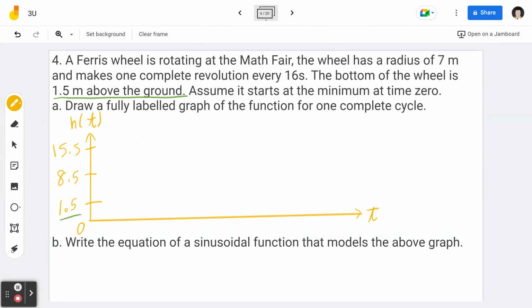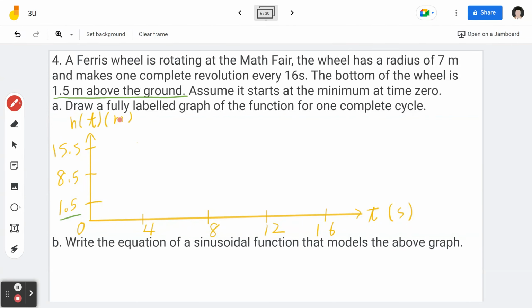Now also remember, 1 rotation is going to be 16 seconds. So if I go all the way here, 1, 2, 3, and 4, this is going to be 16. Divide that by 2, that's going to be 8. Divide that by 2 is going to be 4. 4 plus 8 is going to be 12. So we're setting up a scale so everything fits. And of course, time is going to be in seconds. Height is going to be in meters, just like that.